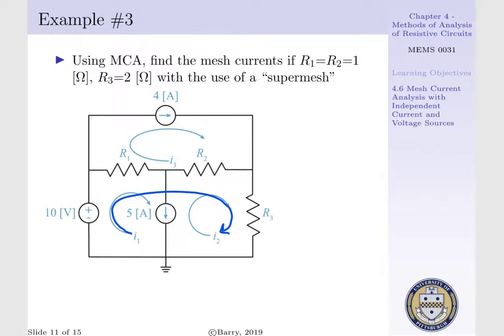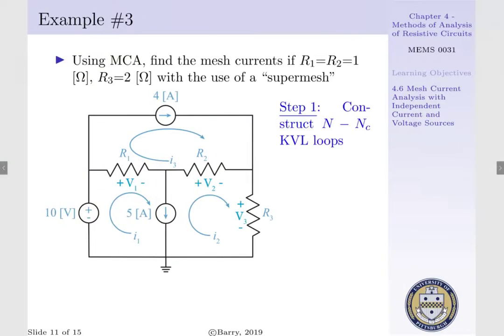To begin, we'll employ our standard 4-step procedure. Step 1 is to construct n-m-c KVL loops. We will apply our KVL loop around our super mesh. That is, I3 is prescribed by our 4 amp current source, and we have an equation relating I1 and I2. That is, 5 amps is equal to I1 less I2. Thus, we only need one KVL equation around the loop that encompasses our super mesh.